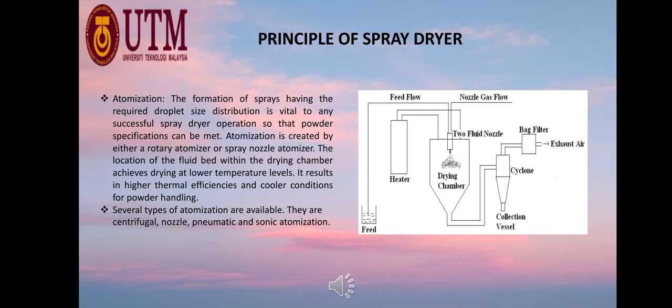So, for the centrifugal atomization, this uses a rotary disc, a rotating disc, or a wheel to break the liquid stream into droplets. This device normally operates in the range of 5,000 to 25,000 revolutions per minute with a wheel diameter of 5 to 50 centimeters.